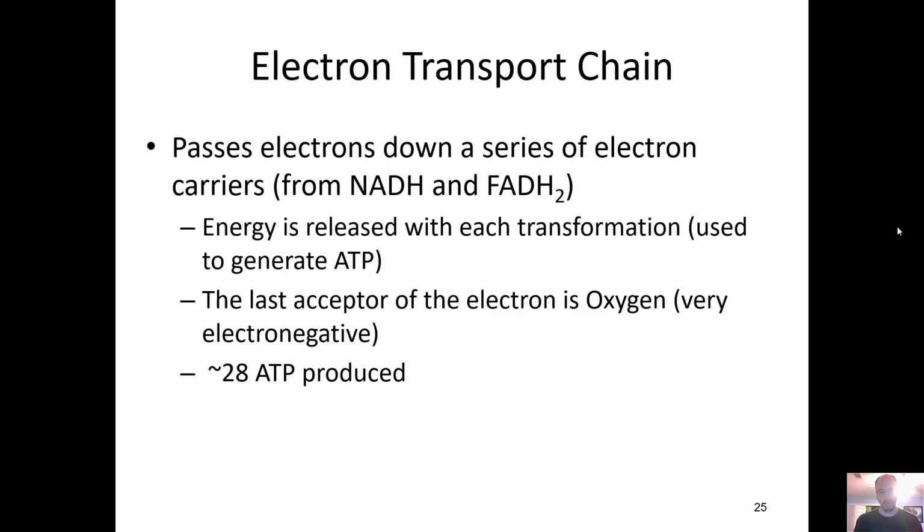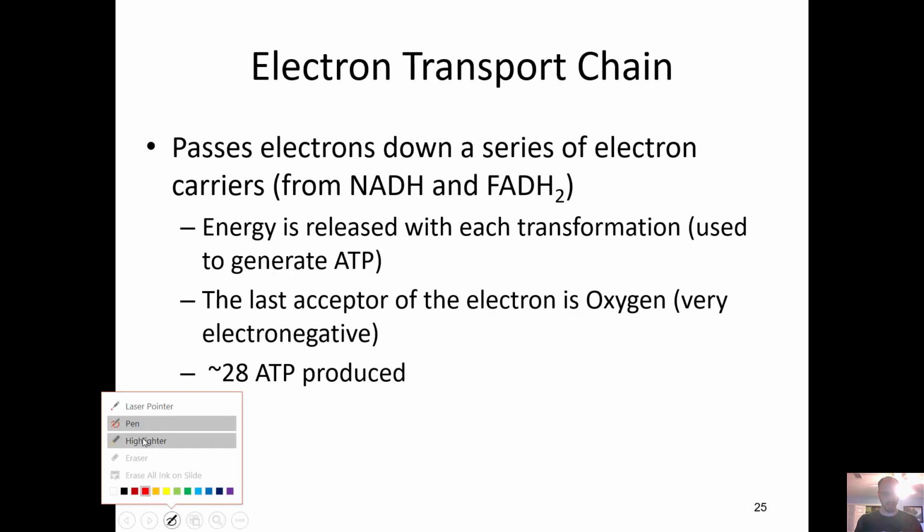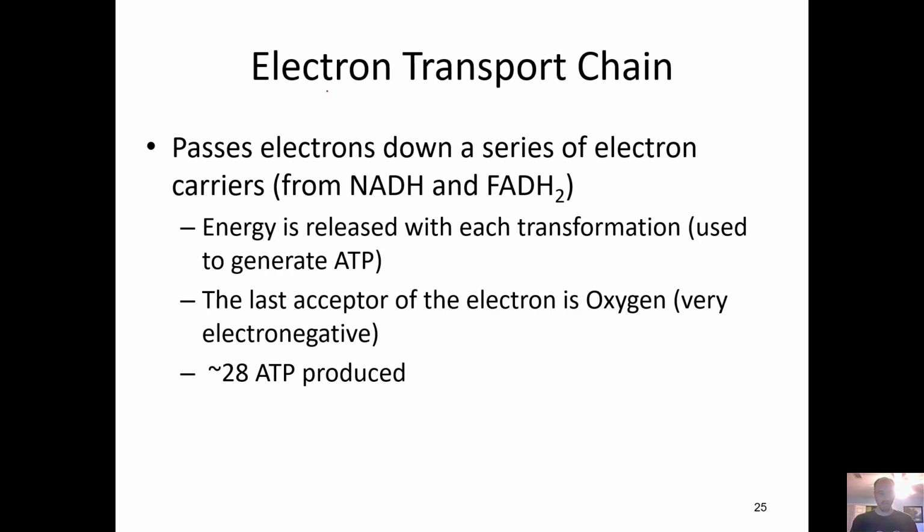Hello everyone. When last we talked about the citric acid cycle. Now today, we're going to talk about the ETC, or the electron transport chain. The electron transport chain is that stair step that we drew earlier in the lecture.